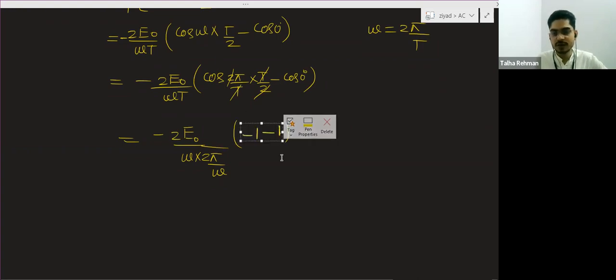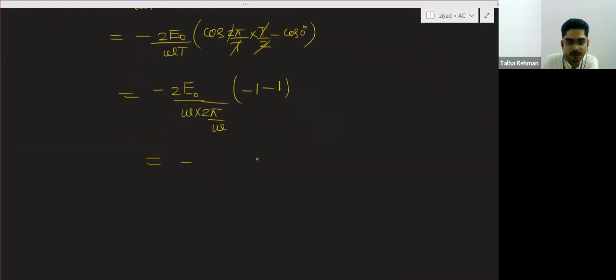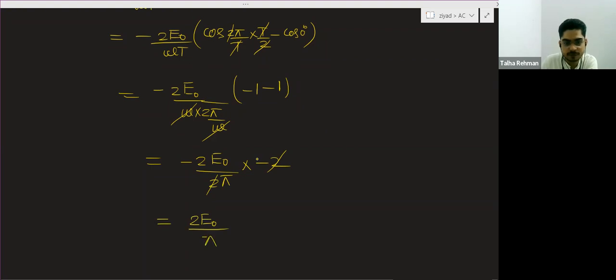So basically this will become minus 2, and you will have minus 2 E naught. This omega and omega cancel out. So in the denominator you will have 2 pi, and here you will have minus 2. So this 2 and 2 will cancel out. So basically minus minus is plus. Finally you will get 2 E naught divided by pi. So this will be your average value of EMF for 0 to T by 2. For 0 to T by 2, the average value is 2 E naught by pi.